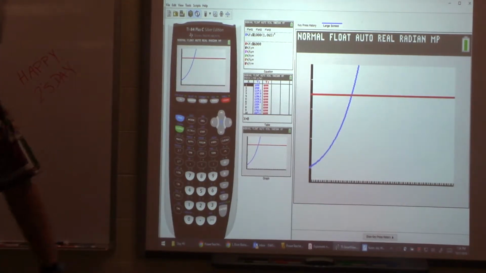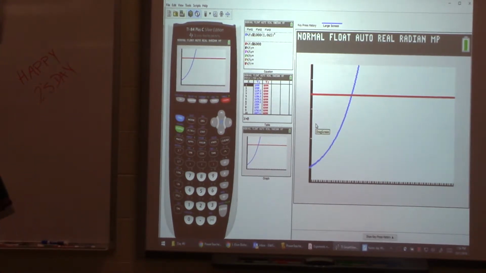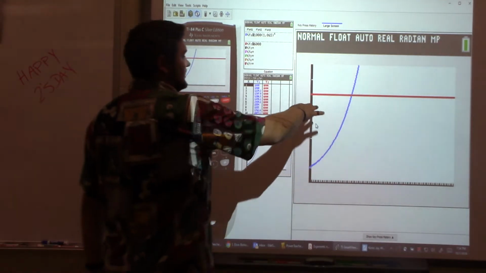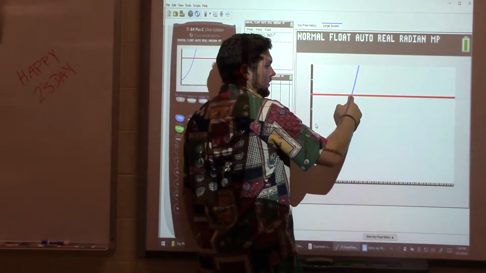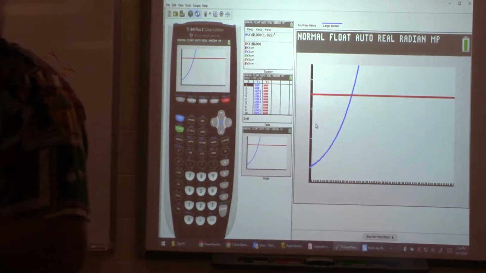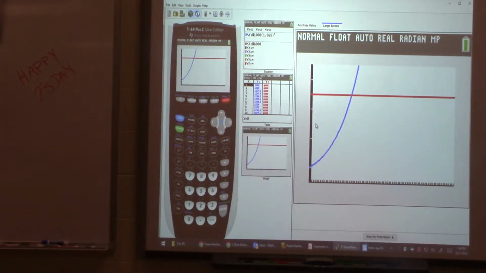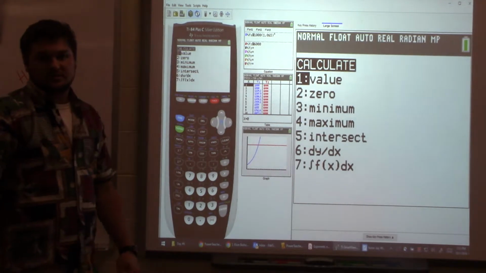Now, where do you think we're going to look at? Right at the red line, where they intersect. Where they intersect, right? The red line is 6,000 always. The blue line is that formula we created, and we want to know when does it hit the red line. So we want to know when does it intersect. Now you can trace like I see a lot of you doing, but that won't give you the exact answer. What you can do is hit second, trace.